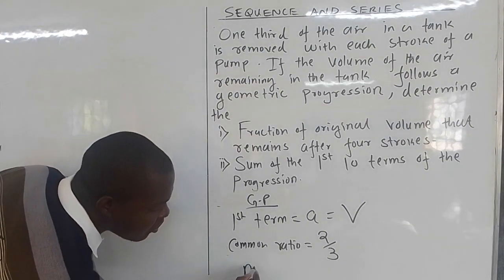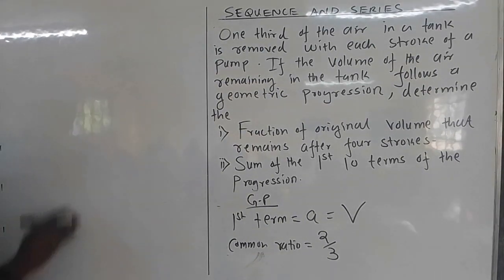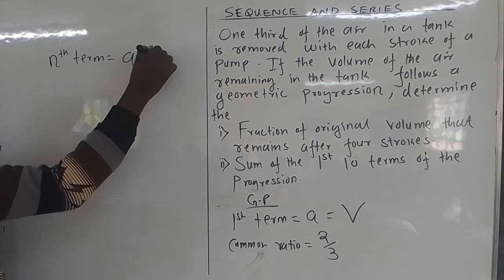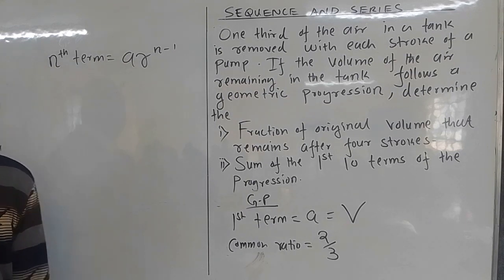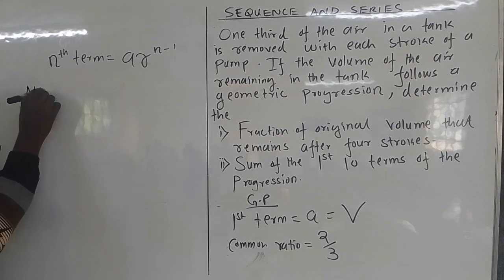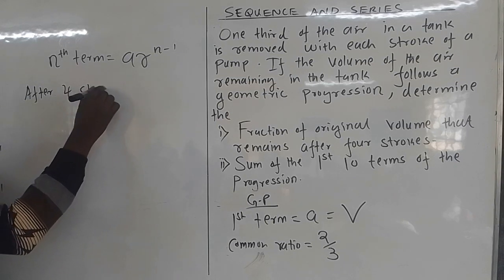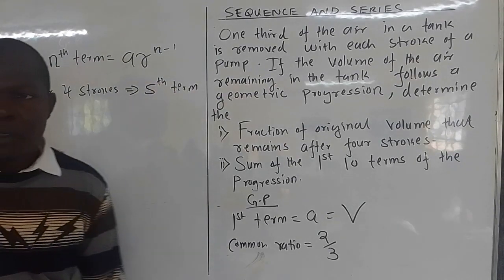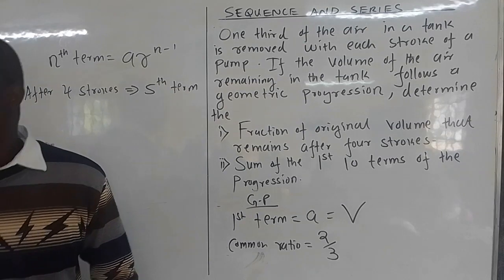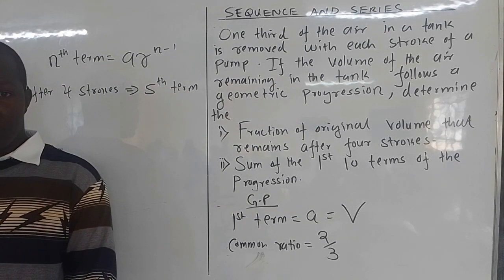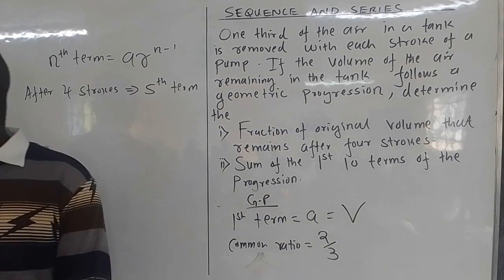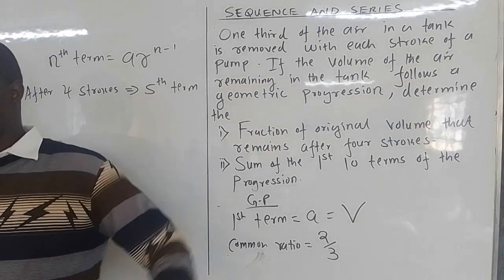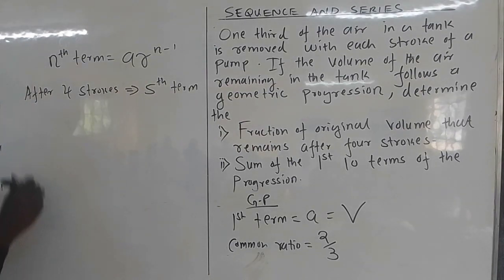The nth term of a geometric progression is given by AR to the power n minus 1, isn't it? So after 4 strokes implies the 5th term, because after the first stroke, what is remaining is the 2nd term, and after the 2nd stroke, what is remaining is the 3rd term, isn't it? So we are using the common ratio of what is remaining, not what has been removed, okay? So from there you now get your 5th term.